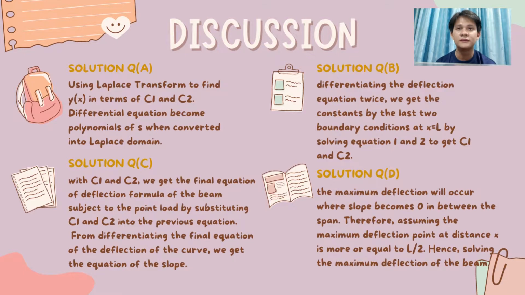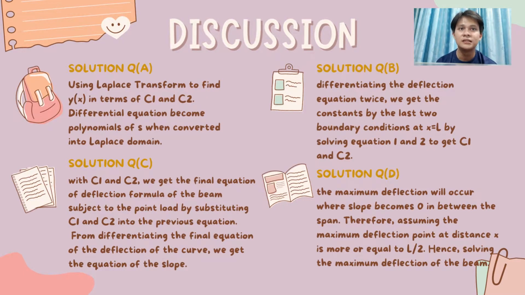For the solution for question C, with C1 and C2, we get the final equation of the deflection formula for the beam subject to the point load by substituting C1 and C2 into the previous equation. From differentiating the final equation of the deflection curve, we get the equation of the slope.